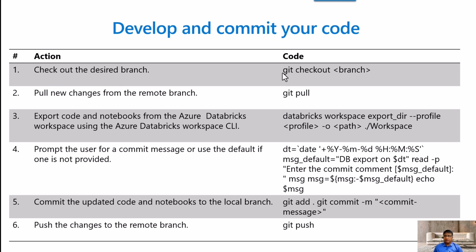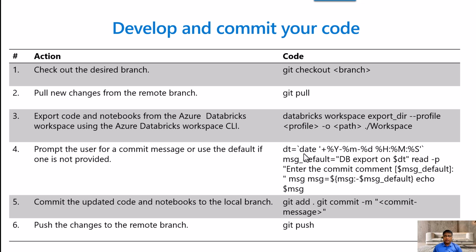So let's understand. First, you are going to check out the desired branch, the branch where you are working, your feature branch. Then you will pull the new changes from the remote branch which you are working on. Then you will export your notebook from the Azure Databricks workspace, because whichever workspace you are connected to, you are going to export the code from that workspace. And this is nothing but a Databricks CLI command. So you will export the code and notebook, because essentially in the workspace there will be a couple of notebooks, and this is a CLI command for that.